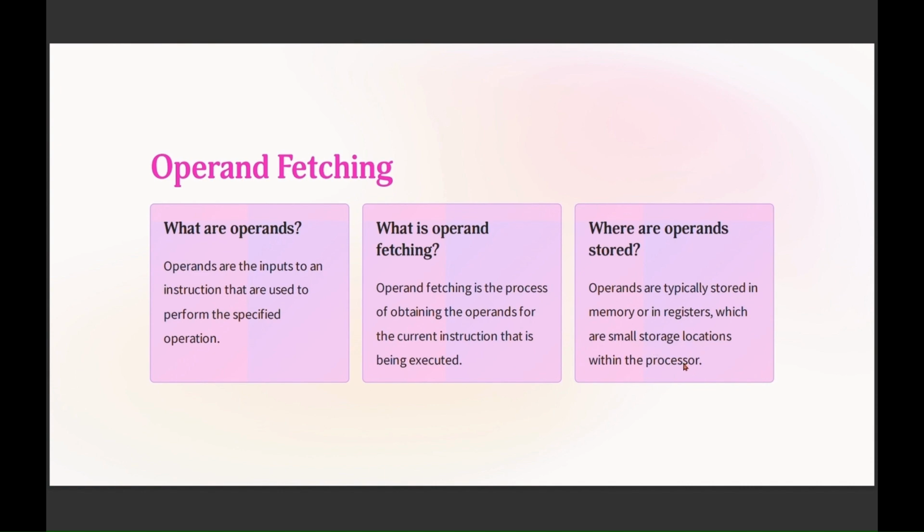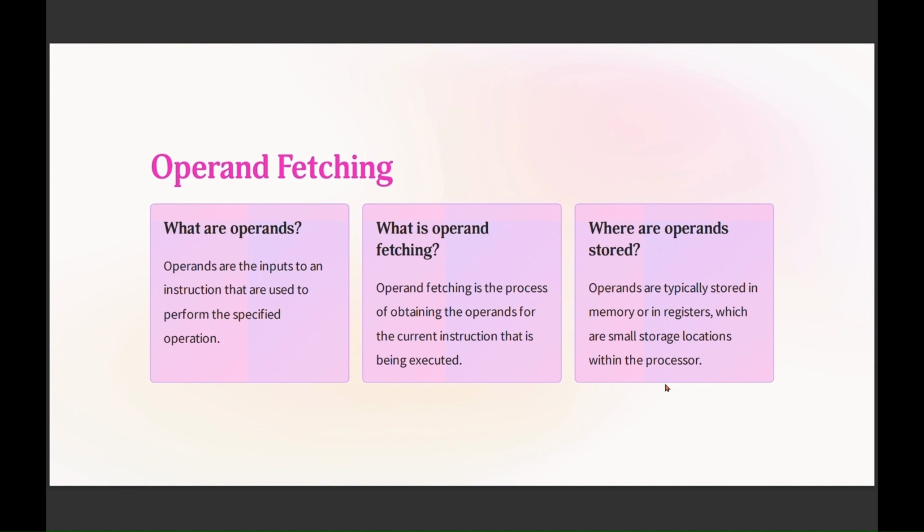When a computer program is executed, the program counter, that is PC, holds the memory address of the next instruction to be executed. The PC is incremented to point to the next instruction, and the instruction is fetched from the memory at the specified address. The fetched instruction is then loaded into the instruction register, which is IR, which holds the current instruction being executed.